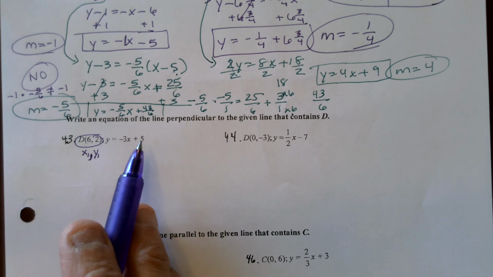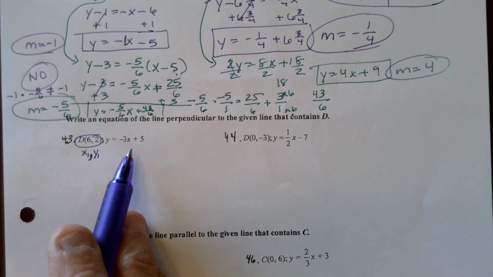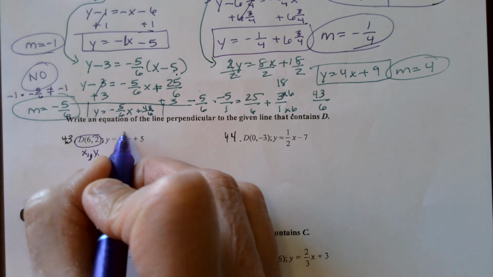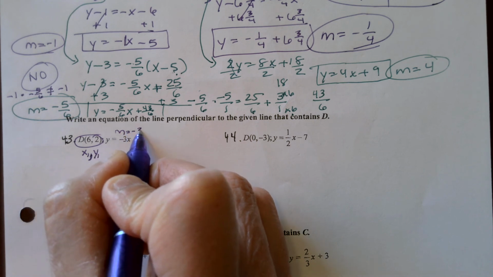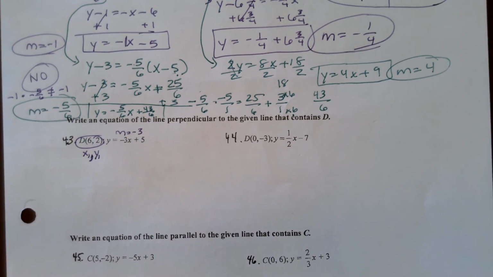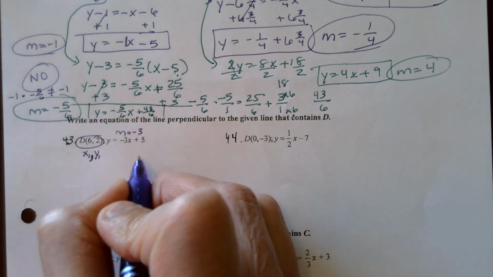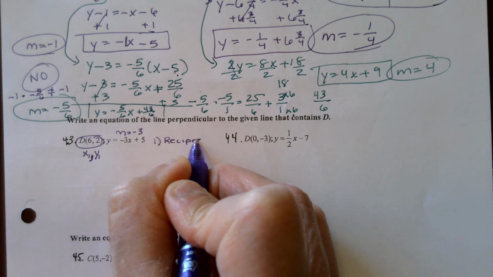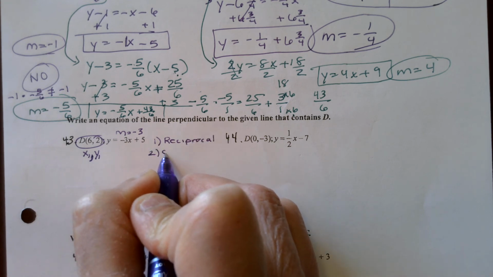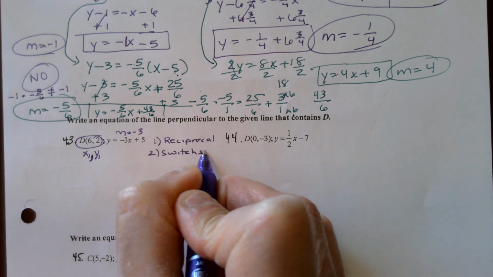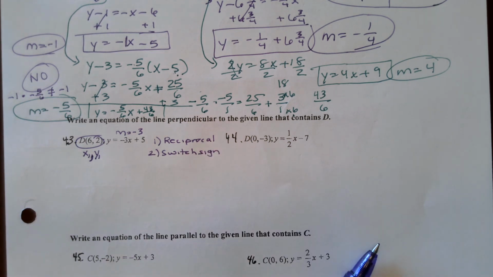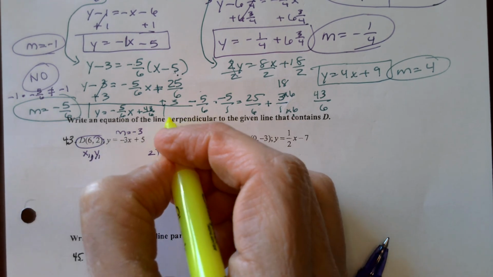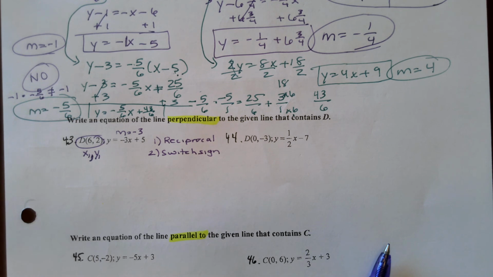But this is a line, we want a line perpendicular to this one. So I'm not going to use anything in here except the fact that it did give me the slope. So I can figure out the slope of a line perpendicular by doing two things: reciprocal and what else? Switch sign. I highly recommend that you highlight these words so that you don't mix those up.